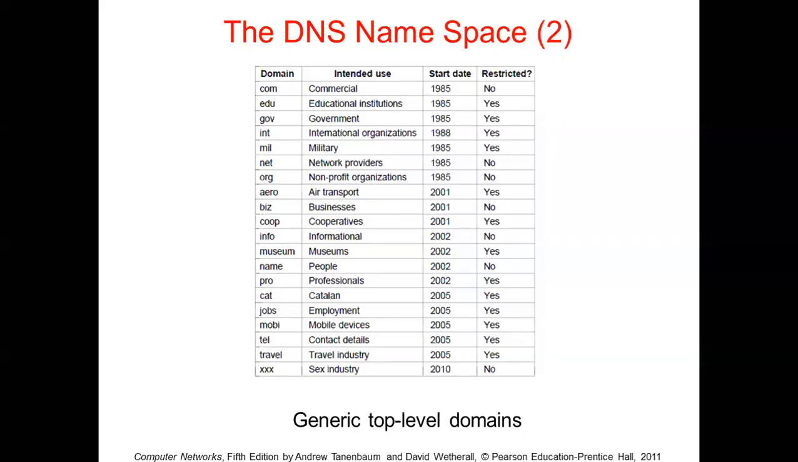Also, you can observe that for museums there's a domain called museum. For cooperatives, there's a domain called Coop. For contact details, there's a domain called telephone. Similarly, for information, we have info. Okay.